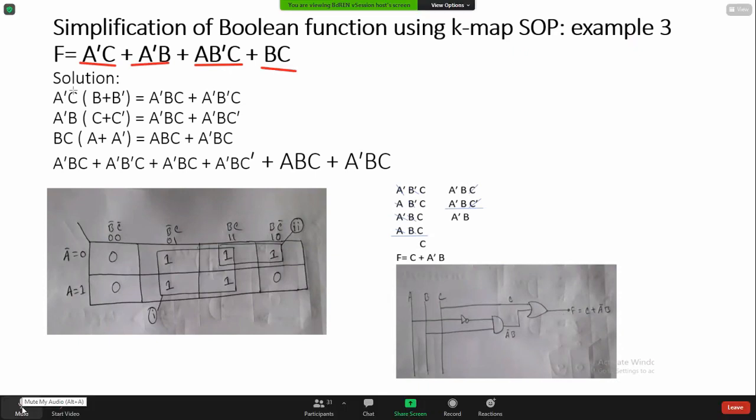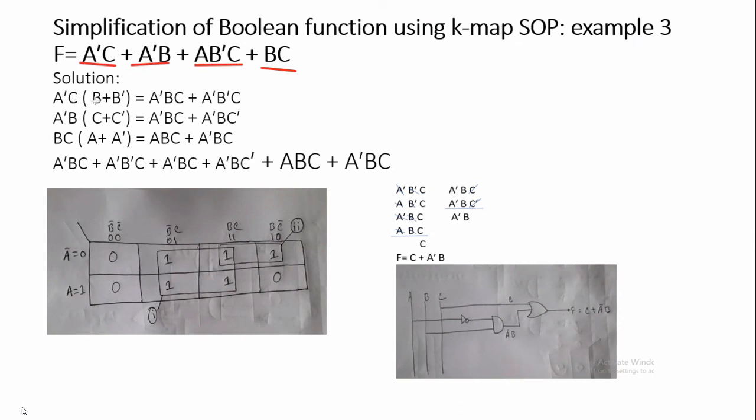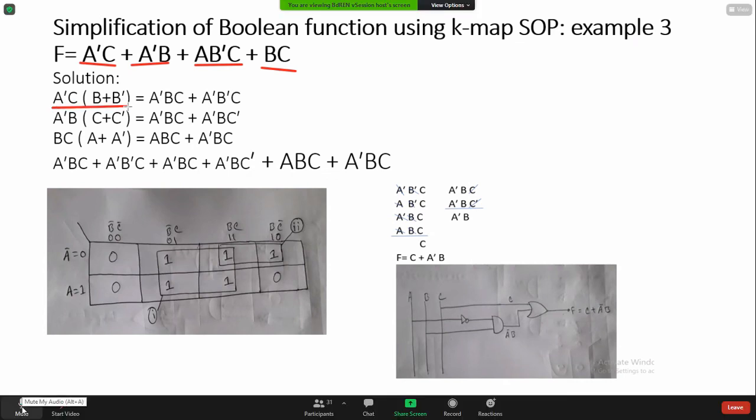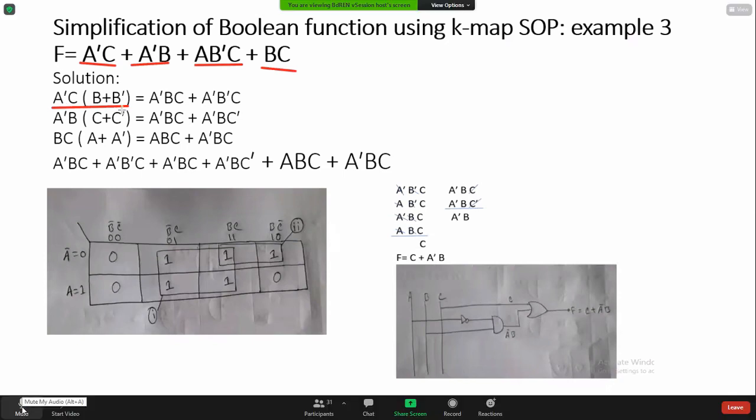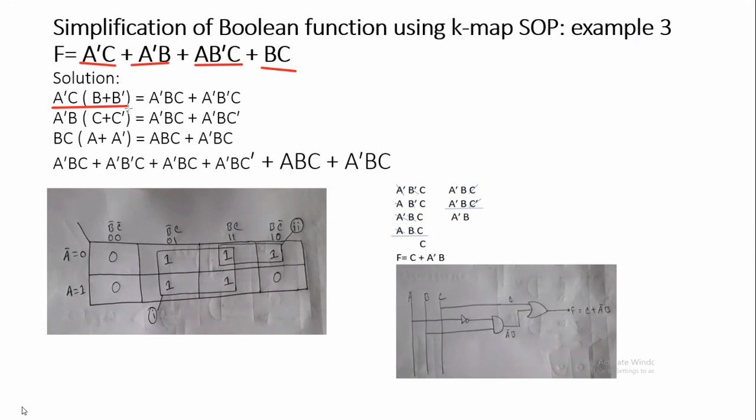Now observe. A inverse, C. Which variable is missing here? B variable is missing. That's why we have multiplied here B plus B inverse, because from the identities law we applied. Did you understand? These laws must always be memorized. B plus B inverse basically means 1. So if you multiply A inverse C by 1, ultimately A inverse C will come. So that's why we have written B plus B inverse. Writing 1 and writing B plus B inverse are both basically the same.